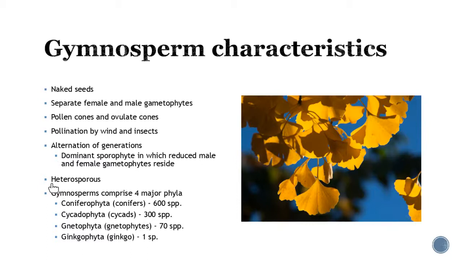Now, these groups are going to be heterosporous, so they have both the male and female parts. Now, there's four major phyla that we'll talk about, and there are some species. It's not as diverse as you're going to see as the angiosperms.